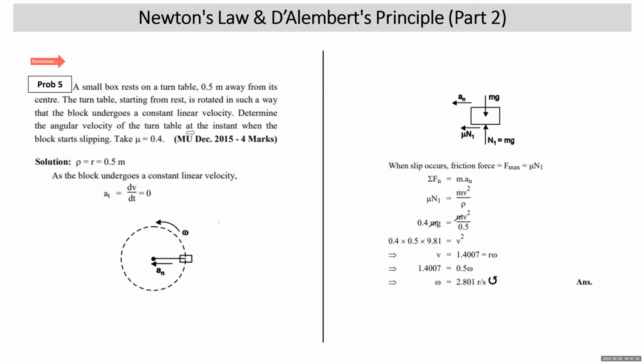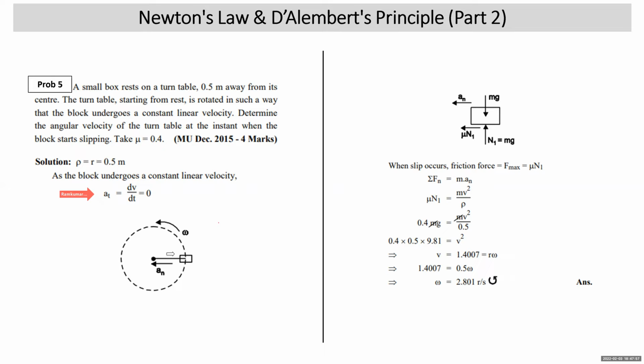Take mu as 0.5. The radius of curvature, or radial distance of the box from the axis of rotation, is 0.5 meter. As the block undergoes a constant linear velocity, the tangential acceleration is zero. How come it is zero? dv by dt, the rate of change of velocity with time, is zero, right? Now, we draw the free body diagram. This box is resting on a turntable which is rotating, right? It is subjected to only normal acceleration.